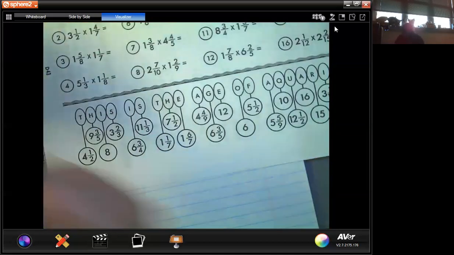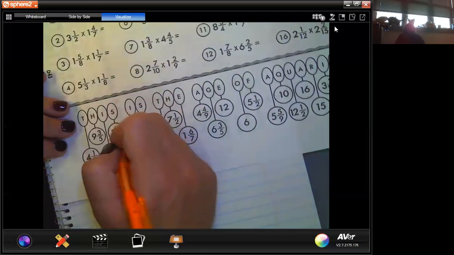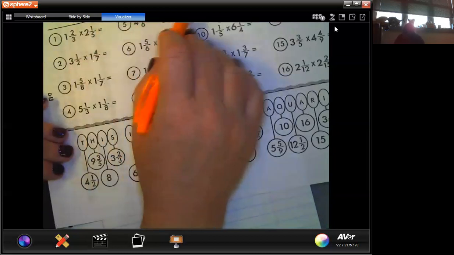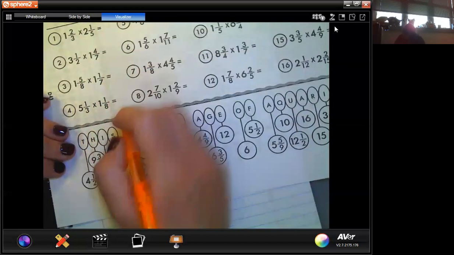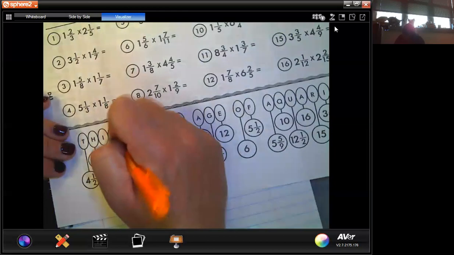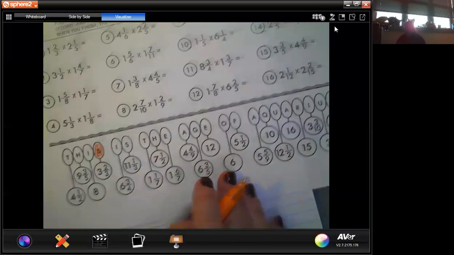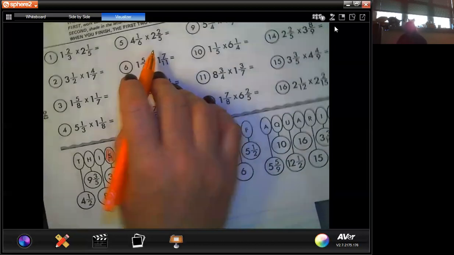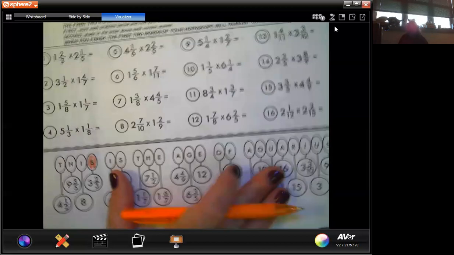Let me find a pencil. Okay, I guess I can't find a pencil. So 3 2/3 is right here. It says, first work out the problem and find your answer in the circle at the bottom of the page. Second, shade in the letter above the correct answer. So this was correct, so I'm going to shade this in. Then you move on to number 2 and do number 2, and so on and so on. So that's how you do this worksheet.